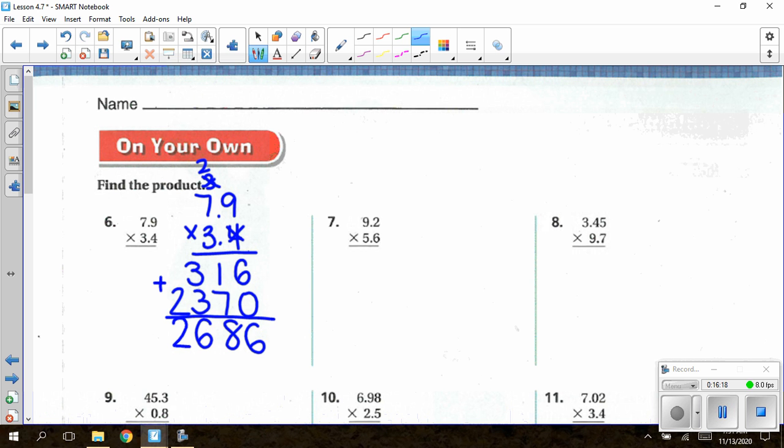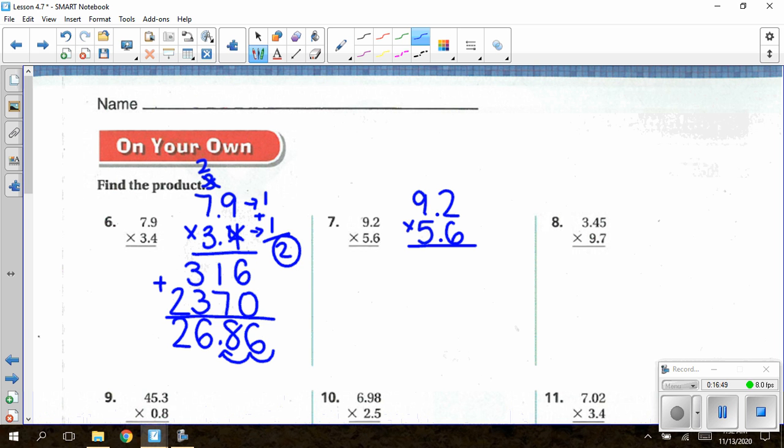Now to place my decimal in my product, 1 digit behind the top factor, 1 digit behind the bottom factor. Add that together to get a total of 2 decimal place values in my final answer. So from the end of the 6, 1, 2 to the left, places it so that way I have 26 and 86 hundredths. For number 7, 9 and 2/10 times 5 and 6/10.